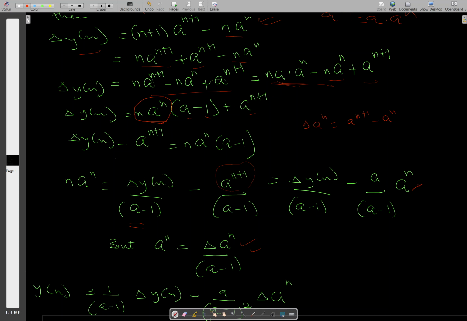Now let's try to make a to the power n the subject. So this can also be written as a times a to the power n minus a to the power n. Then when we factorize a to the power n out, you obtain a to the power n multiplied by a minus 1. Then we divide through by a minus 1. So when we divide through, we obtain this. So now we can substitute this one here.